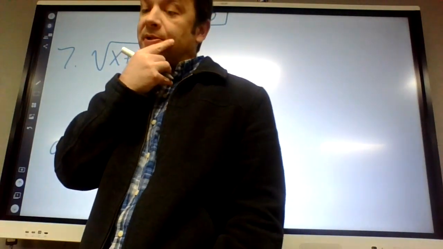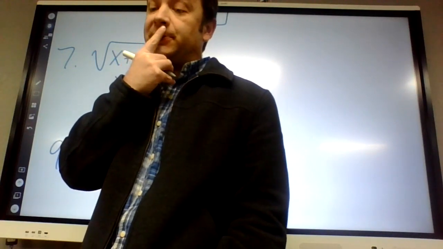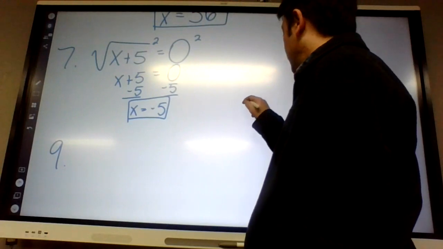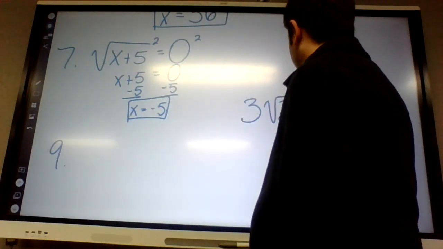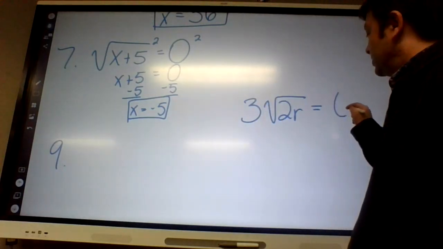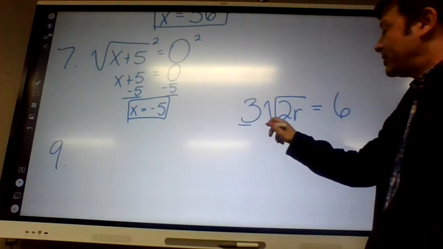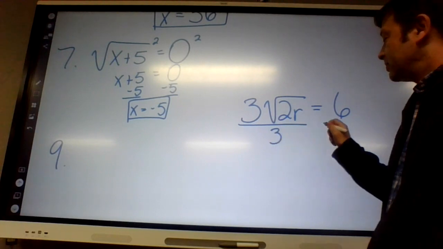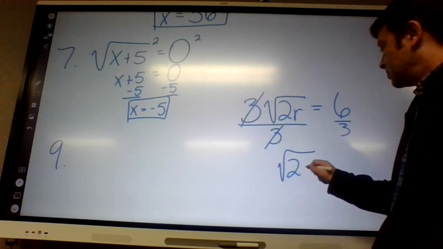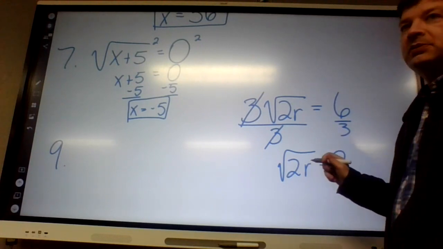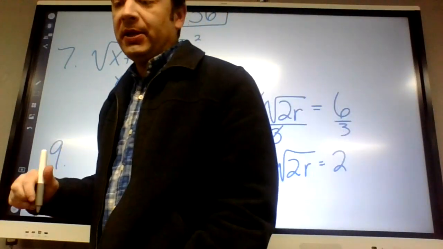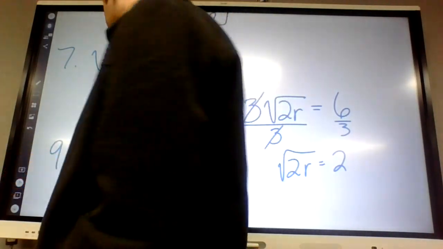On number 8, what do you think we should do first? Divide by 3. Right. What is that 3 in front of the square root? It's multiplying. That means multiply, right? So I would get rid of the 3 first by dividing. So that just goes away. And then what would you do? Square both sides. Okay, number 9, x plus 5 equals 7.